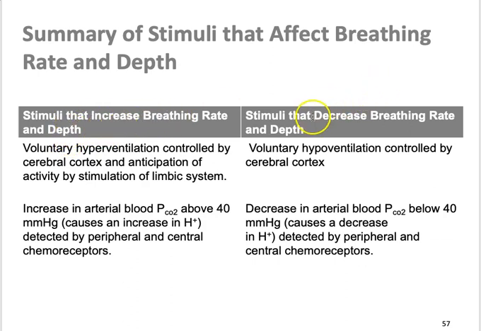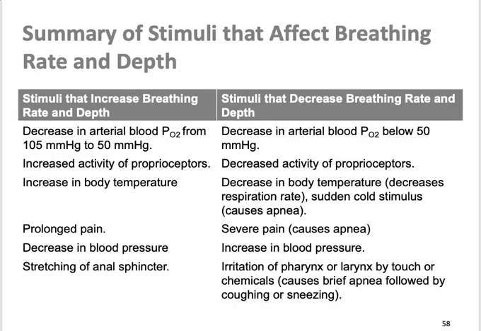Some stimuli that decrease breathing rate can be voluntary hypoventilation. What this does, of course, is cause a decrease in the partial pressure of carbon dioxide below 40 millimeters, and that's what's going to affect the central chemoreceptors. This is actually what you're practicing at the beginning of an exam or a practical when I'm asking you to think about voluntary hypoventilation as opposed to voluntary hyperventilation.